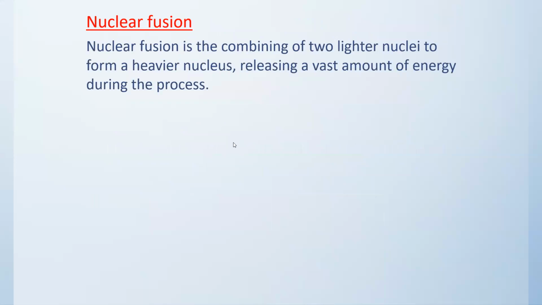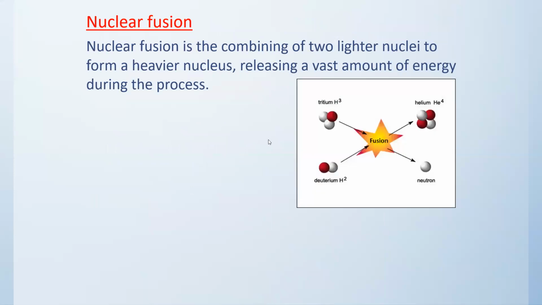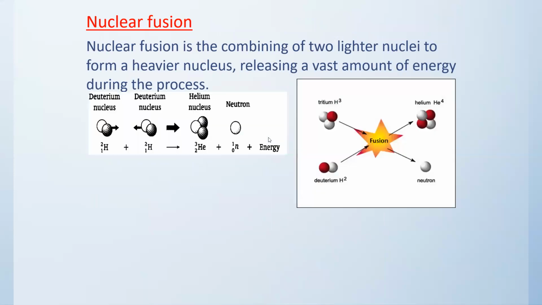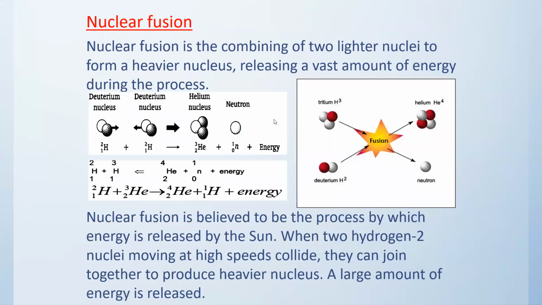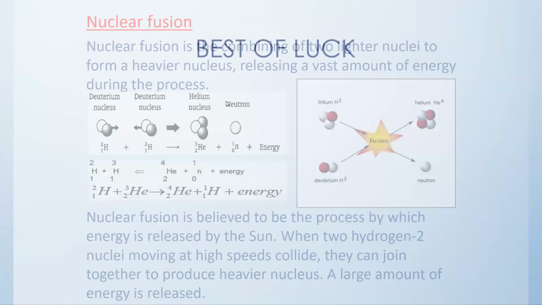And nuclear fusion: when lighter nuclei join together to form a heavier nucleus and emit energy, it is called nuclear fusion. That happens in stars like the Sun, producing an enormous amount of energy by hydrogen fusion. It can be helium fusion as well, but in the Sun right now, it is hydrogen fusion.